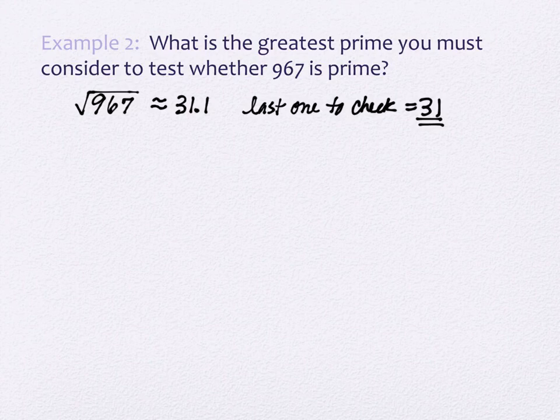Even if I'd taken my square root and gotten 32.67, that's my square root value, it would still be 31 because 32 is not prime. It's smaller than it, but it's not prime. You still have to go with the prime number that's smaller than it. All right, we will pick up with example 3 next time.